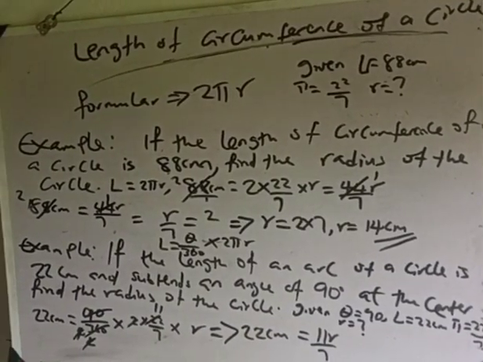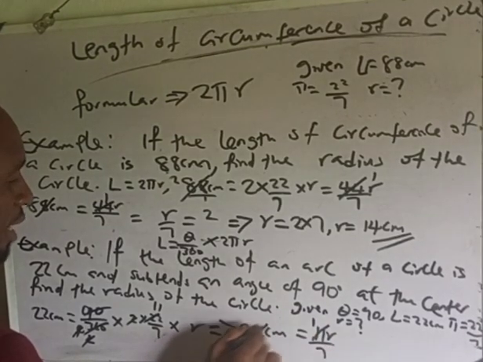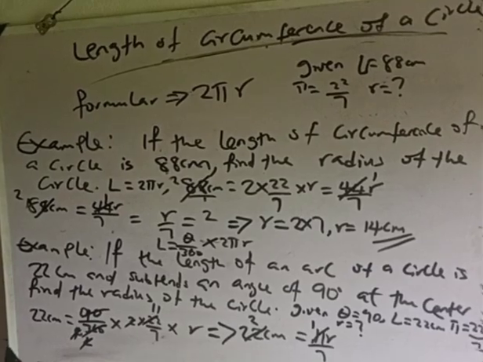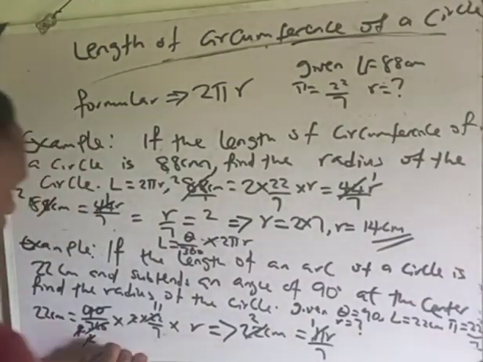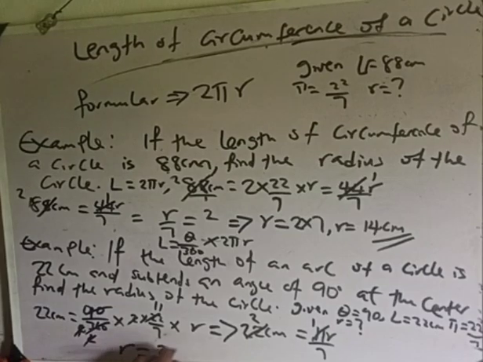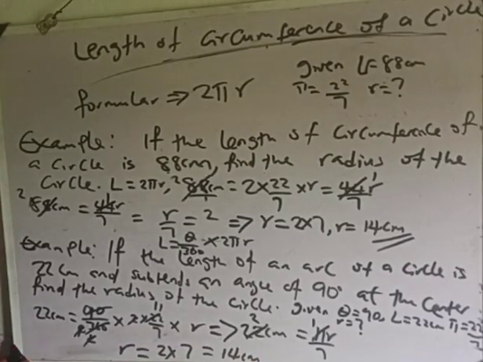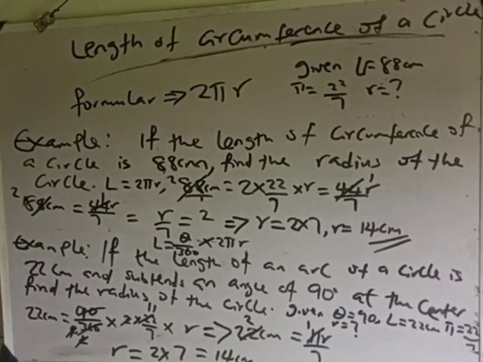Just like what we did before now. 11 can cancel 11, we have 1. 11 can cancel 22, we have 2. Right? So we have that r will be equal to 2 times 7, which is equal to what? 14 cm. Is that okay? That is just that. Is that okay?